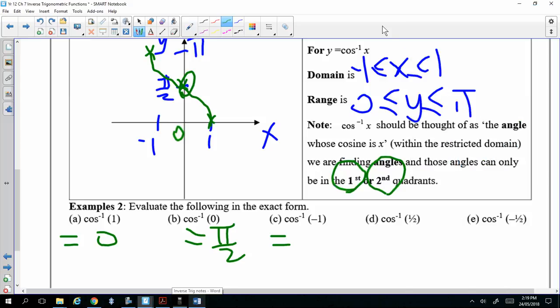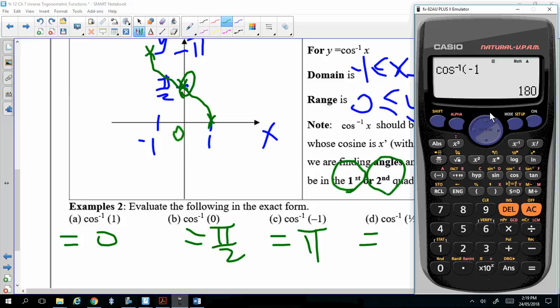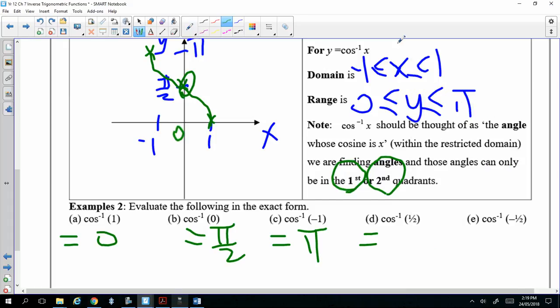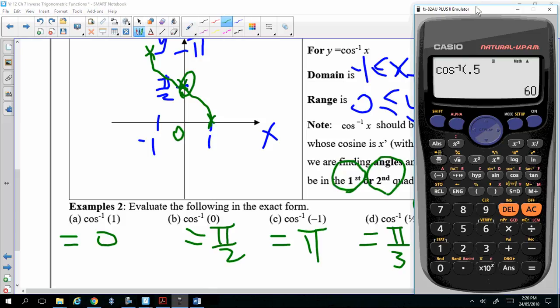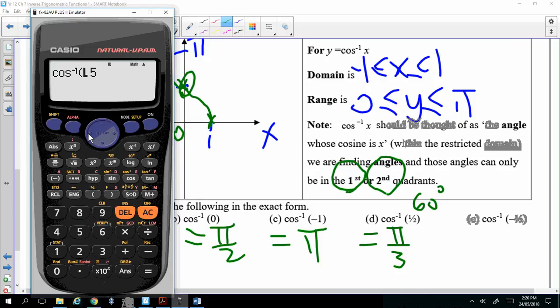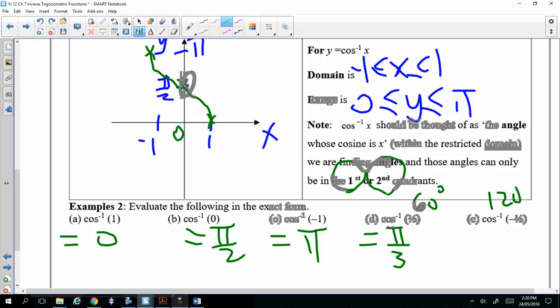And then what if it's half? Half is 60 degrees. You can check on the calculator. You get 60 degrees, which is pi over 3. And what if it's negative? It will give you the answer in the second quadrant. So check: if you put a negative there, it automatically gives you an answer in the second quadrant. 120 degrees, which is 2 pi over 3, in the second quadrant.